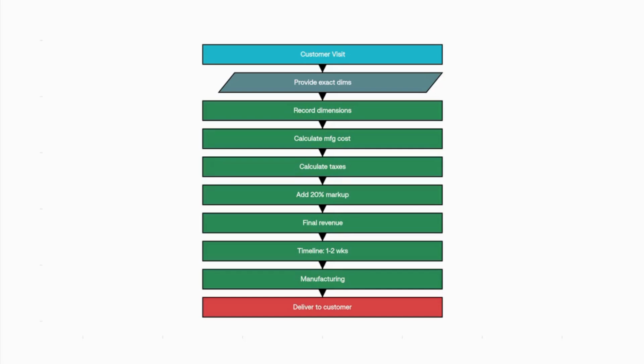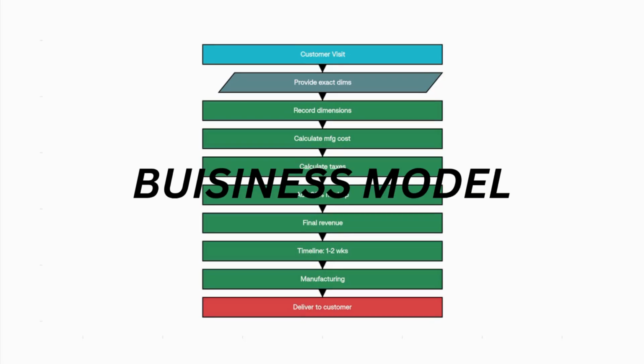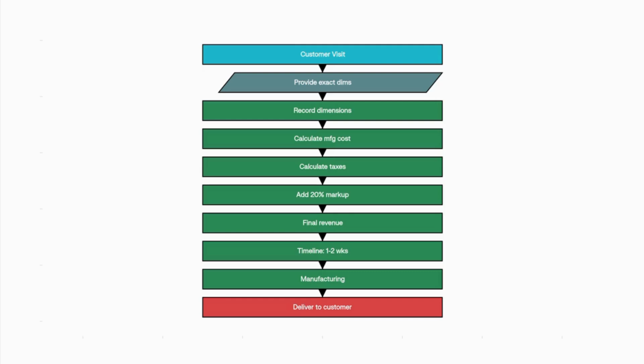Our business model is as follows. First, the customer visits us and provides us with the exact dimensions of his solar panel. We record the dimensions of the solar panel and calculate the manufacturing cost. The manufacturing cost is the cost for manufacturing the product plus the taxes. And the selling price will be the manufacturing cost, plus the taxes, and 20% of the manufacturing cost, which is considered as a profit or margin.